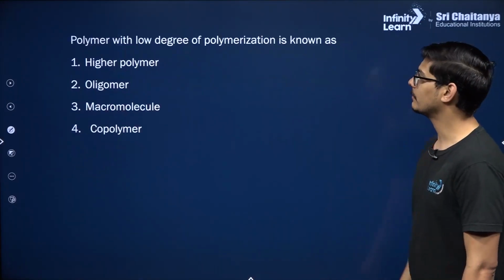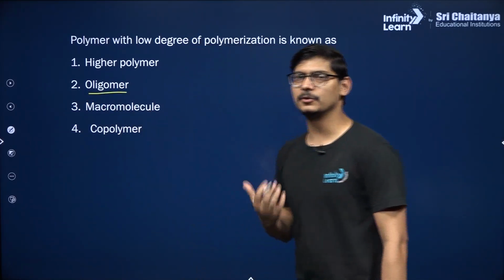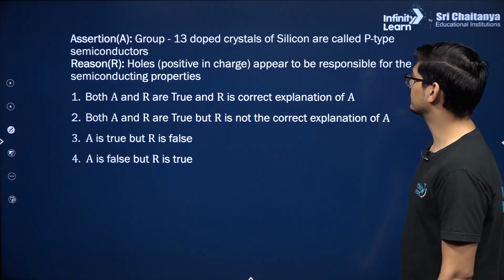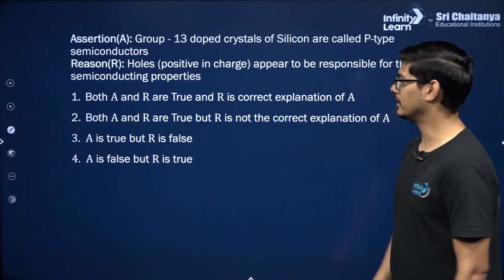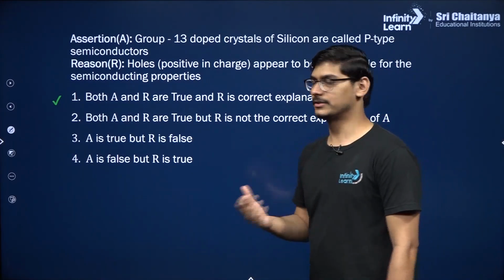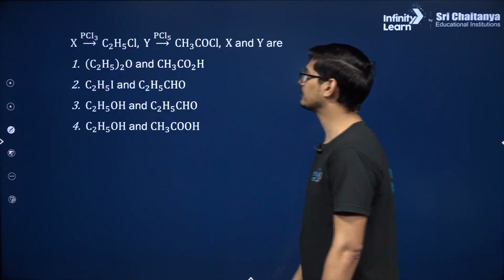Absolutely correct. A polymer with low degree of polymerization is known as an oligomer. Oligomer means few units. So that is the correct answer. Group 13 doped crystals of silicon are called p-type semiconductors. Correct, because the increase in conductivity is because of the positive holes. So that is the correct explanation.